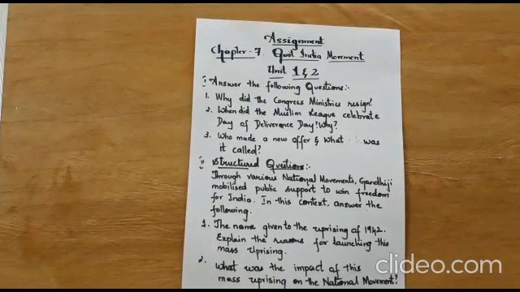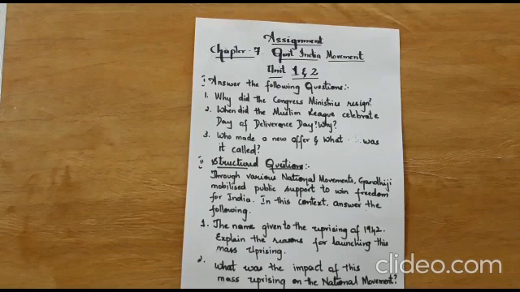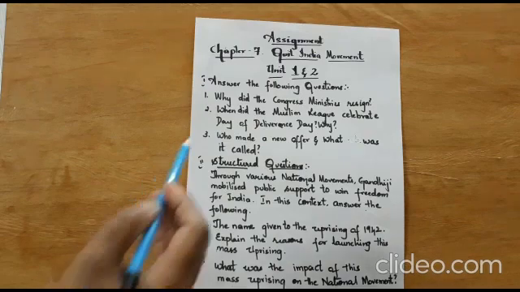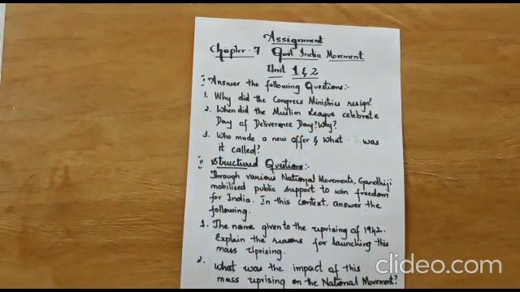Here's an assignment for you all with regard to chapter 7, units 1 and 2. The first is short questions. Why did the Congress ministries resign? The second one, when did the Muslim League celebrate the Day of Deliverance and why? The word day is repeated once again, Day of Deliverance. Who made a new offer and what was it called?